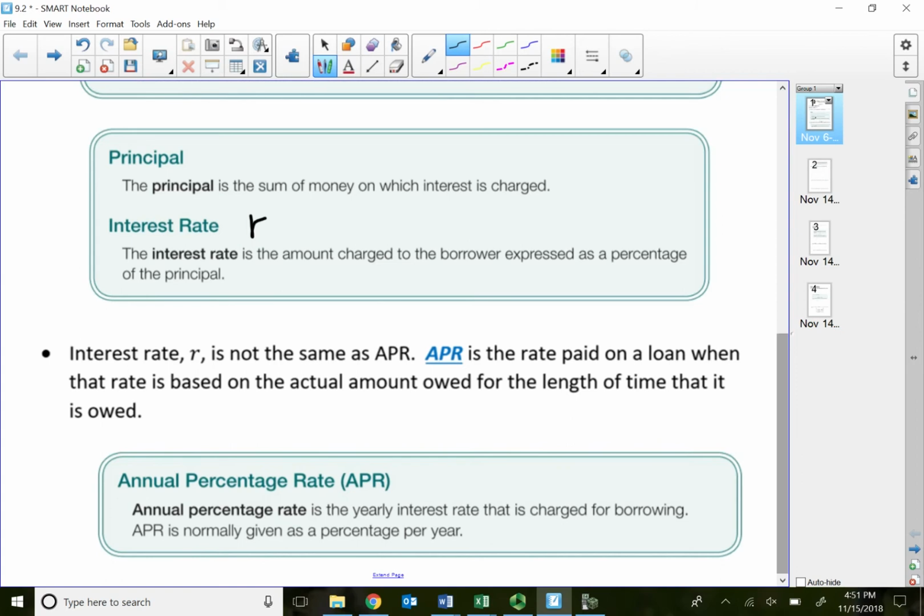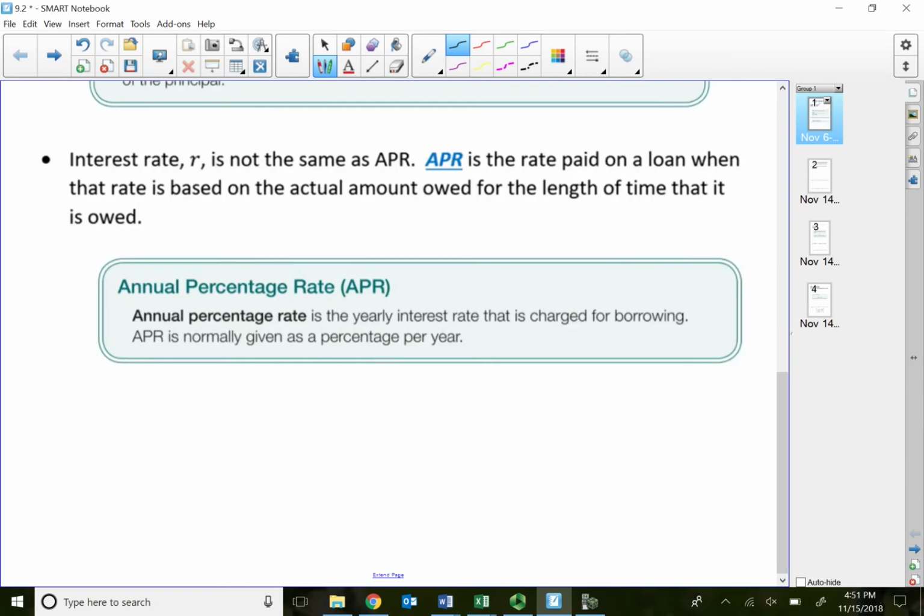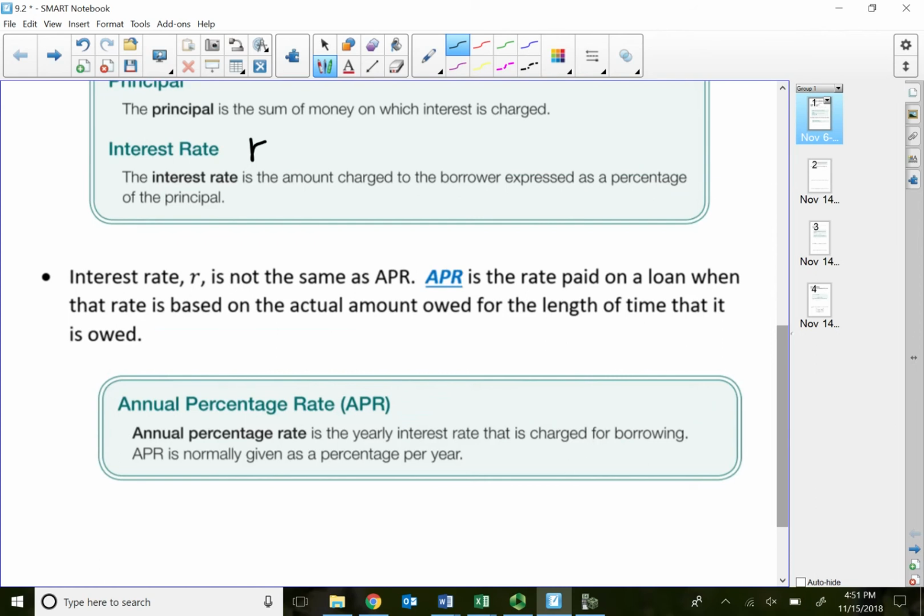But in this particular section, we are not going to distinguish between the regular R and the APR. We're going to use them in exactly the same way. I just want you to know APR is really not the same as the regular interest rate R, but when we do a few examples in a minute, we're going to treat them the same. The APR is the yearly interest rate that is charged for borrowing. APR is normally given as a percentage per year. APR is annual percentage rate.